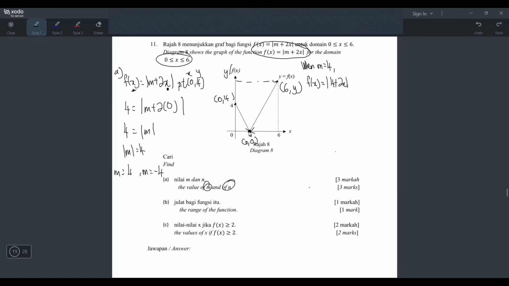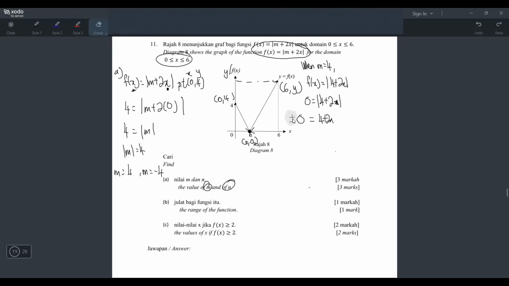And now let's try to find n, which is the x-intercept. So for the x-intercept, you will ganti y equals 0. So it will be 0 equals modulus 4 plus 2x. Now I'll find the x-intercept. What happens when inside the modulus got unknown, got x? It means you cannot do the modulus. So the correct way is to pindah the modulus to the other side. So when you pindah, there will be plus minus, right?